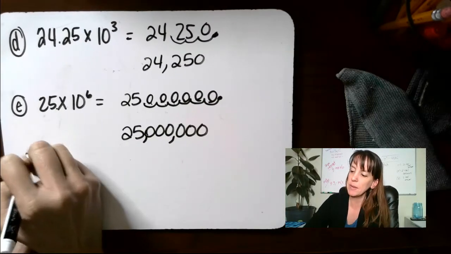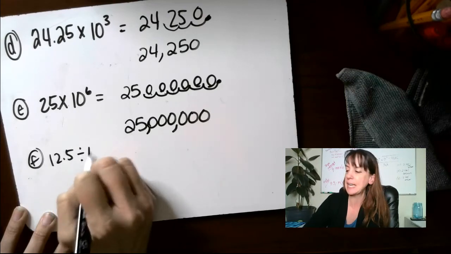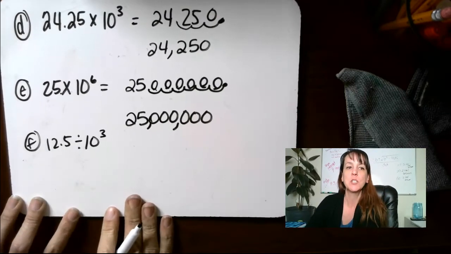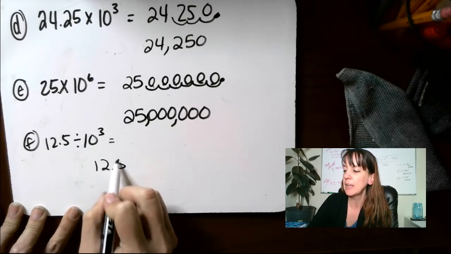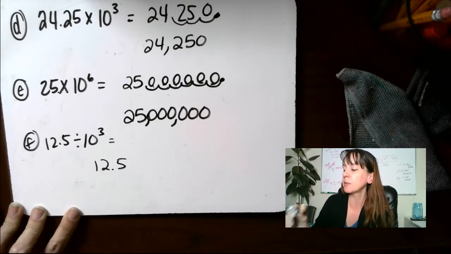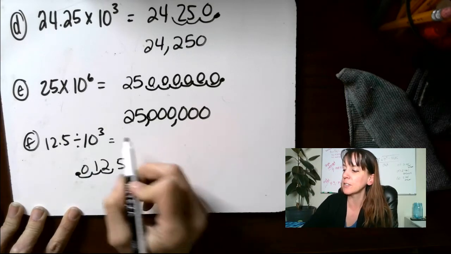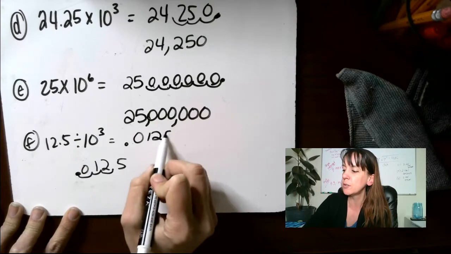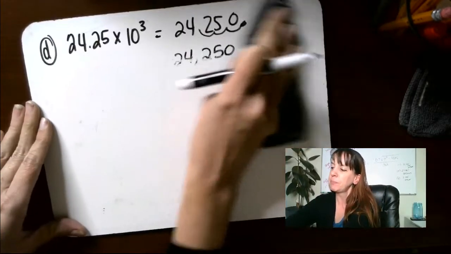Let's look at F. Now we're making things smaller. We have 12.5 divided by 10 to the third. That equals, I'm going to do it right down here, 12.5. We're dividing, so we're making the number smaller. We're going to go 1, 2, and 3 right there. So we end up with 0.0125. Good. So that was F.